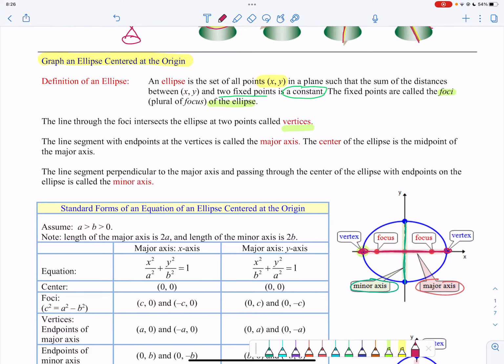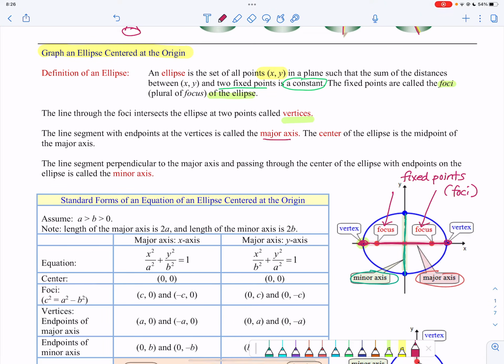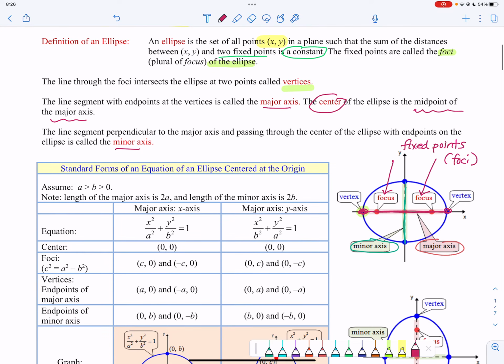And these fixed points are the focus points, and they are the foci. Okay, so we have the major axis, the minor axis, and the center of the ellipse is the midpoint of the major axis. So the midpoint of the major axis is the center of the ellipse.